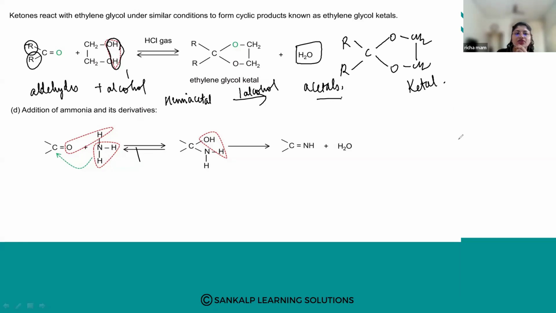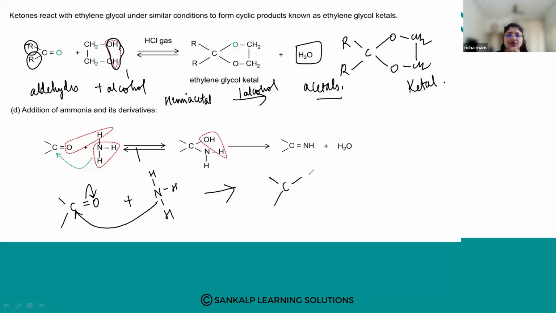Next is the addition of ammonia and its derivatives. Again ammonia. What you have here is a carbonyl group and ammonia, NH3. So what is happening here? One of the lone pairs of electrons from the nitrogen will attack this carbonyl carbon and the bond will get polarized. So the bond formation will be like this: O, here N, then H. This H goes and combines with the oxide ion and forms OH.